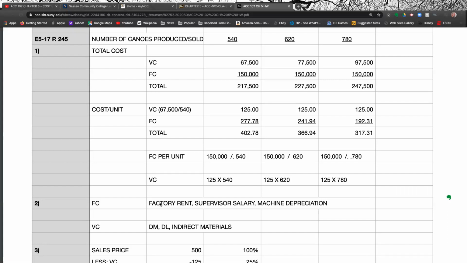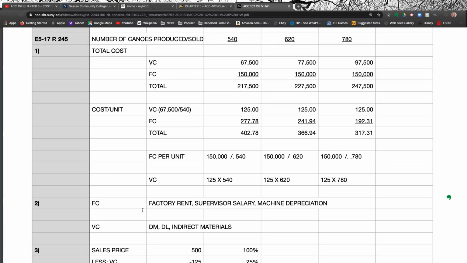So notice they tell you to make 540 canoes. Your variable costs are $67,500. Your fixed costs are $150,000. Your total costs are $217,500. And then there's a lot of question marks. So how do we fill in those question marks?